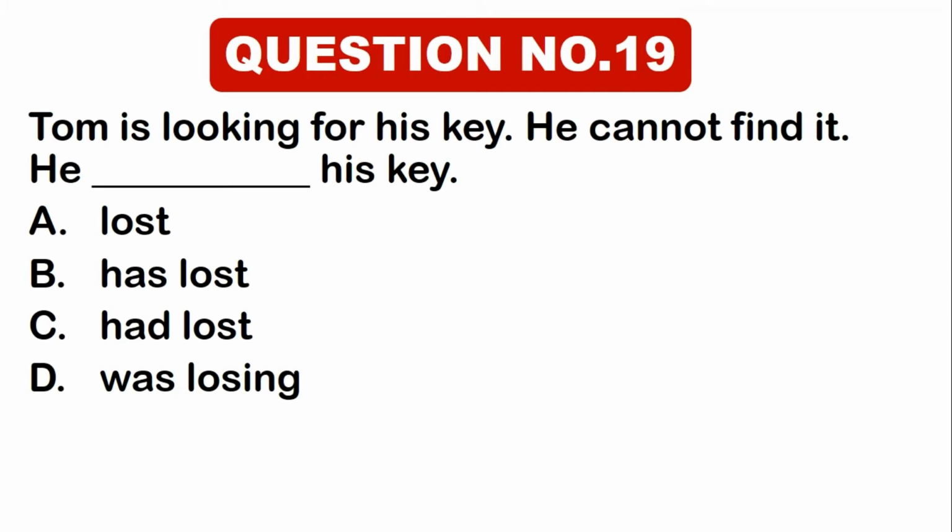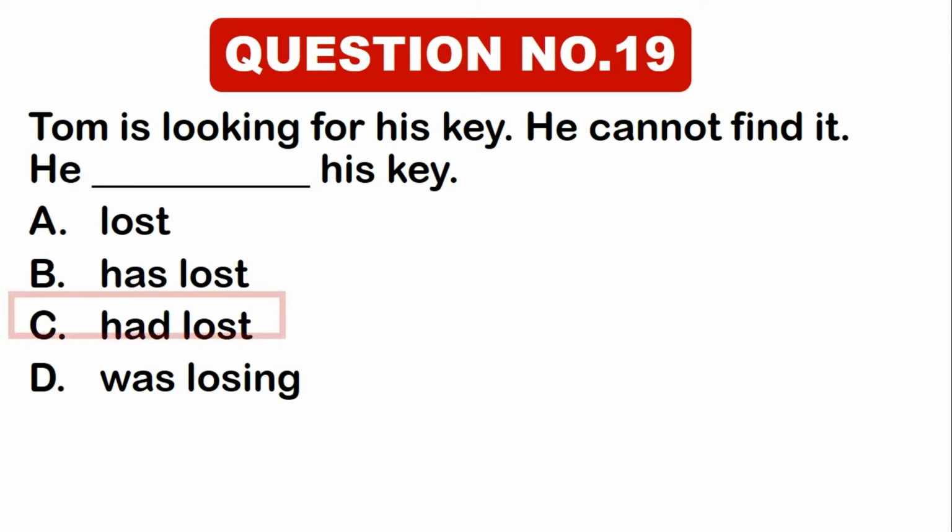Number 19, Tom is looking for his key. He cannot find it. He, A, lost his key. B, has lost his key. C, had lost his key. D, was losing his key. Again, Tom is looking for his key. He cannot find it. He, A, lost his key. B, has lost his key. C, had lost his key. D, was losing his key.